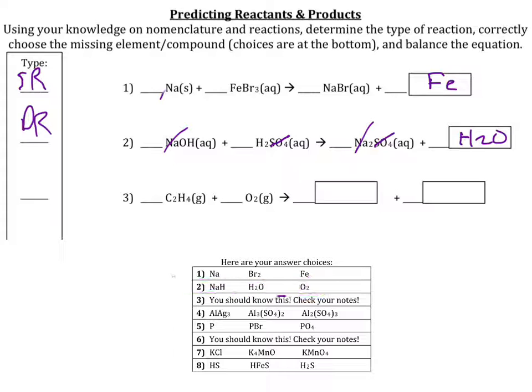All right, let's go ahead and look at number three. Number three says you should know this. Check your notes. The reason why you should know this is because this is a combustion reaction, because we have the carbon, hydrogen, and oxygen. Whenever you have CHNO, it is most likely a combustion reaction. And combustion reactions will always produce water and carbon dioxide. And so that's our answer there.